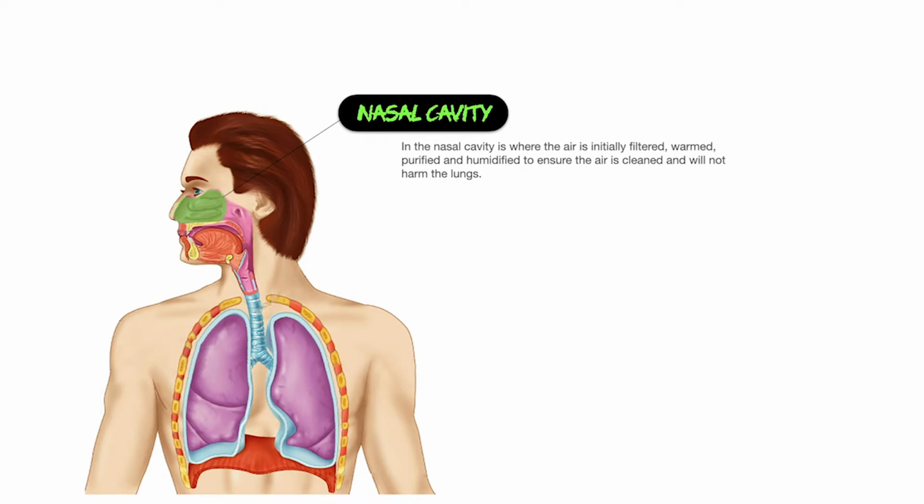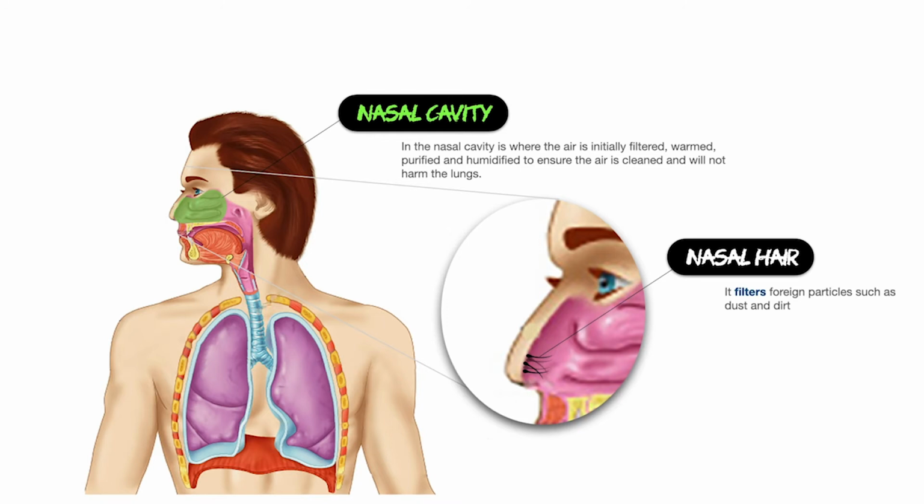Just when you breathe in or inspire, nasal hairs, which are found near the nostrils, filter foreign particles such as dust and dirt, blocking them from entering your system, specifically your lungs. These filtered particles, when accumulated, form the booger in your nose.